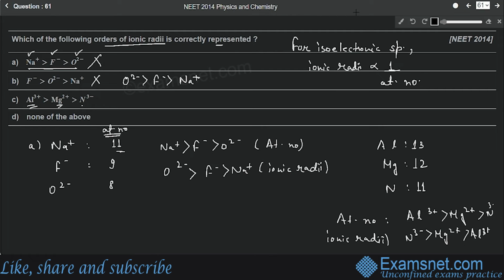So you can see that this sequence is not mentioned in this option, so this is also incorrect. Again, this is the order of atomic number, not ionic radii. So all of them are incorrect. That means option D, none of the above, will be the correct answer.